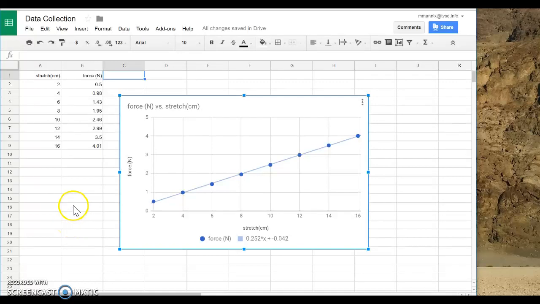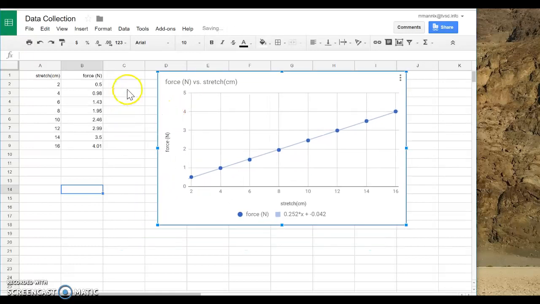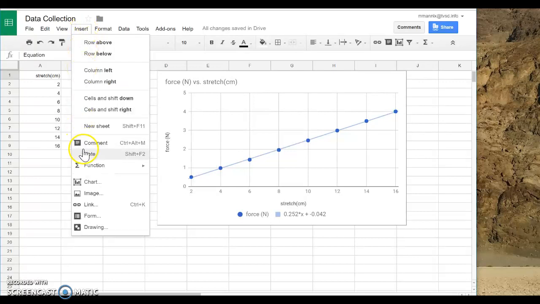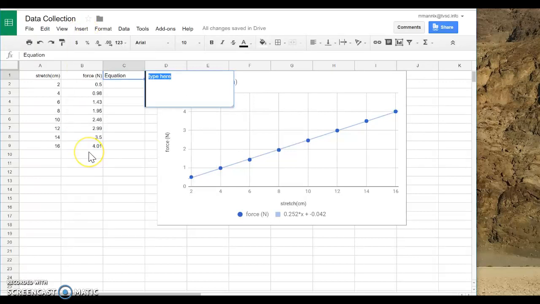Alright, now that we have a data table and a decent graph, I want to show you something that I will ask you to do to add detail. We can move the graph to the side, click and drag it over. I will ask you to type in a cell the word equation, and what we'll do is click on that cell and insert a note. And we can start typing here.